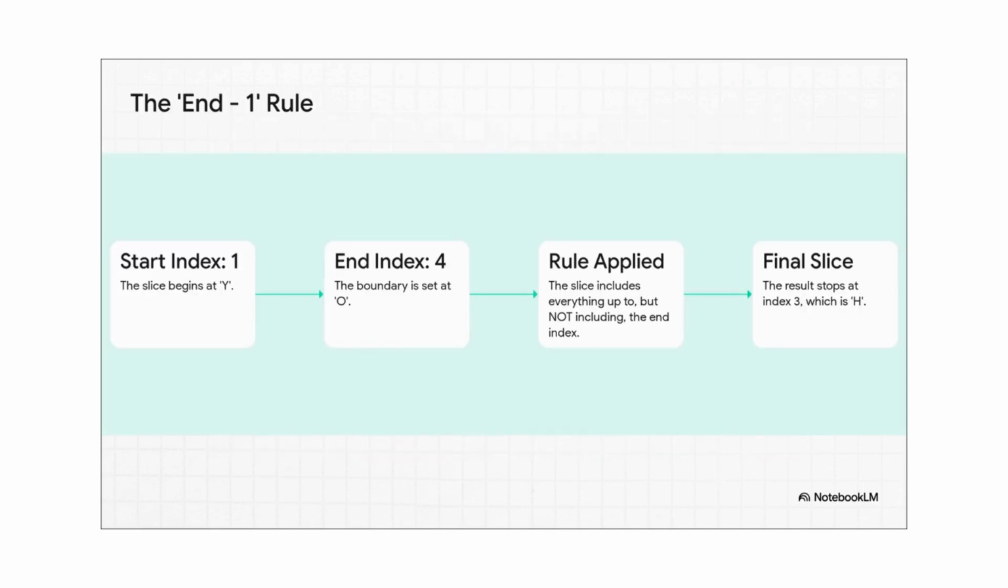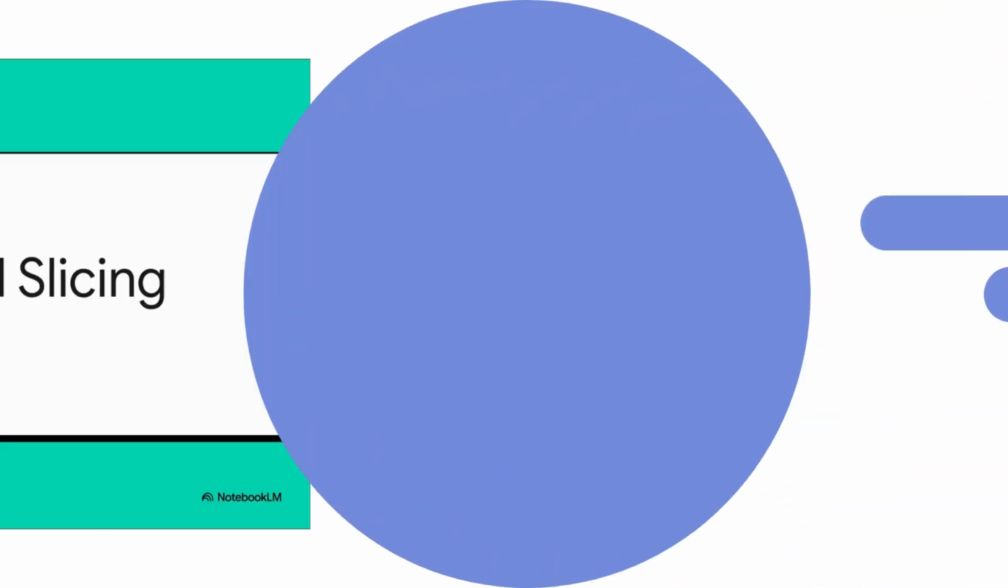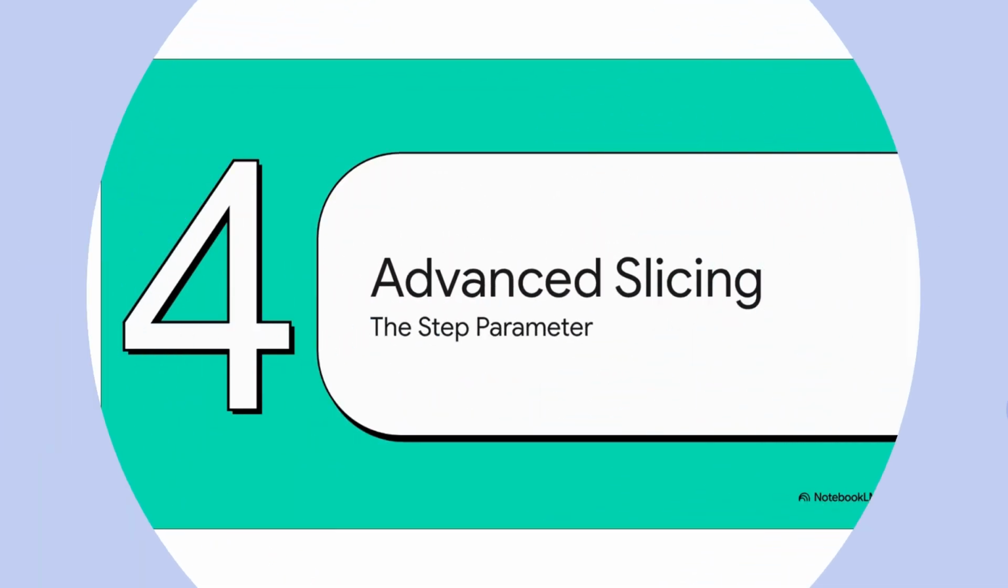And that right there is probably the single most important rule of slicing. The end index is always exclusive. The slice runs right up to that character, but it never actually includes it. It might feel a little weird at first, but it's how a lot of programming languages work. So when you see 1, 4, you have to think, okay, start at 1 and go up to, but don't touch, 4.